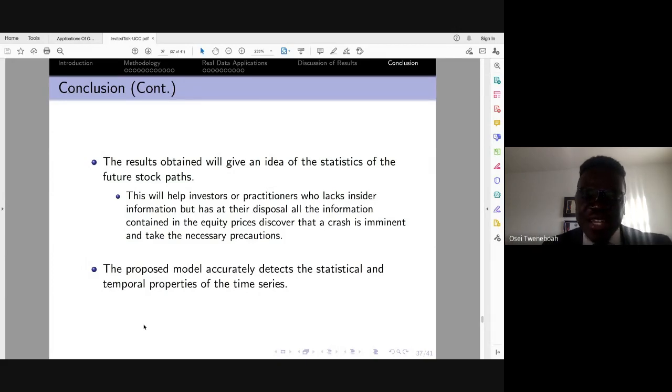path. So if you're an investor who lacks insider information, but have at your disposal all the information contained in the equity prices, based on this you can take all the necessary precautions. And if you also want to make money, you can, based on the evolution, have an idea.